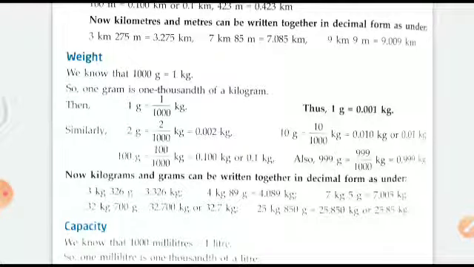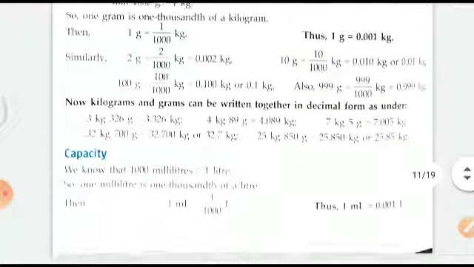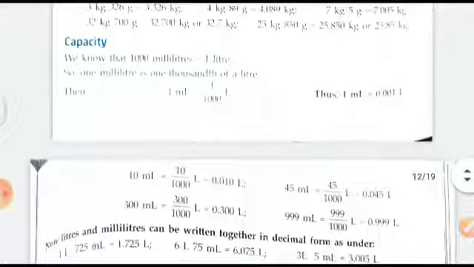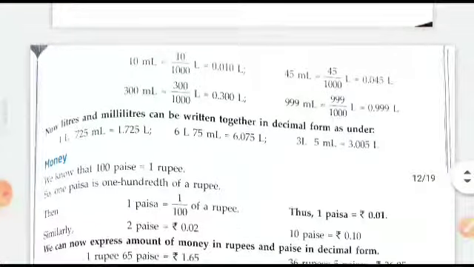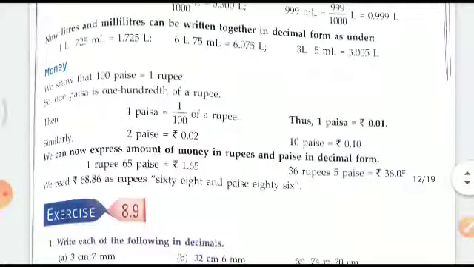So we will be using these in weights also. 1 gram is equal to 1 upon 1000 kg. Capacity also, in liters and milliliters: 1 milliliter is equal to 1 upon 1000 liters, and these things we will be using. In money also, 1 paisa is equal to 1 upon 100 rupees.